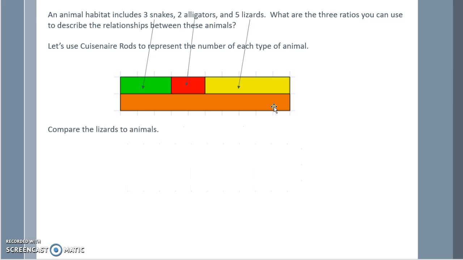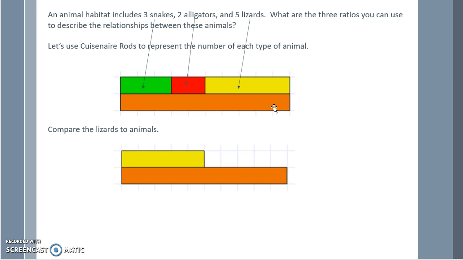Compare the lizards to the animals. So the lizards is the yellow one, and I put that on top of the total number of animals. This is a 5 to 10 ratio using semicolons, the word to, and a fraction. Now we're comparing a part to the whole.